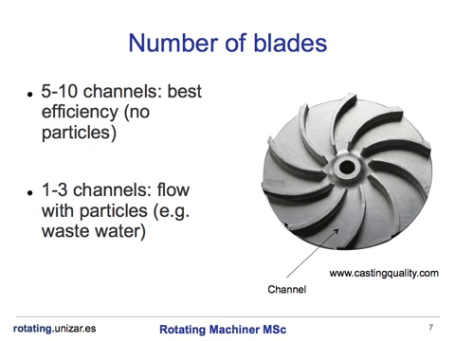If we look at the number of blades, we can find different types of impellers. We are going to call the channel of an impeller the space between two blades. The number of channels mainly depends on the desired performance and noise constraints, as well as the amount and size of solid particles in the fluid. Impellers with 5 to 10 channels have proven to give the best efficiency and are used for fluid without solid particles. On the other hand, 1, 2 or 3 channel impellers are used for fluids with particles such as wastewater.